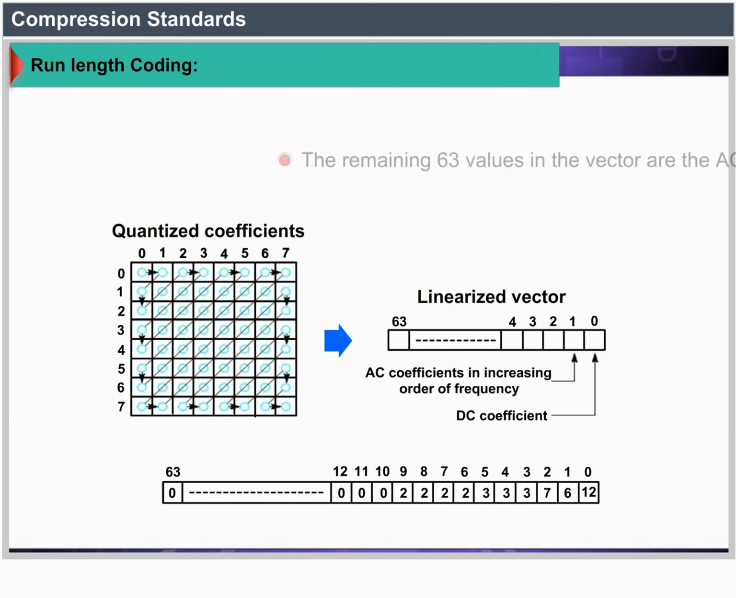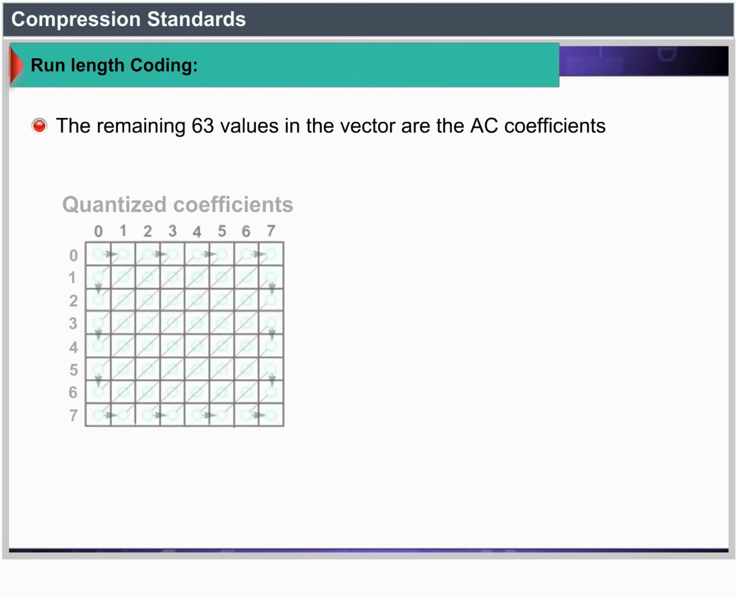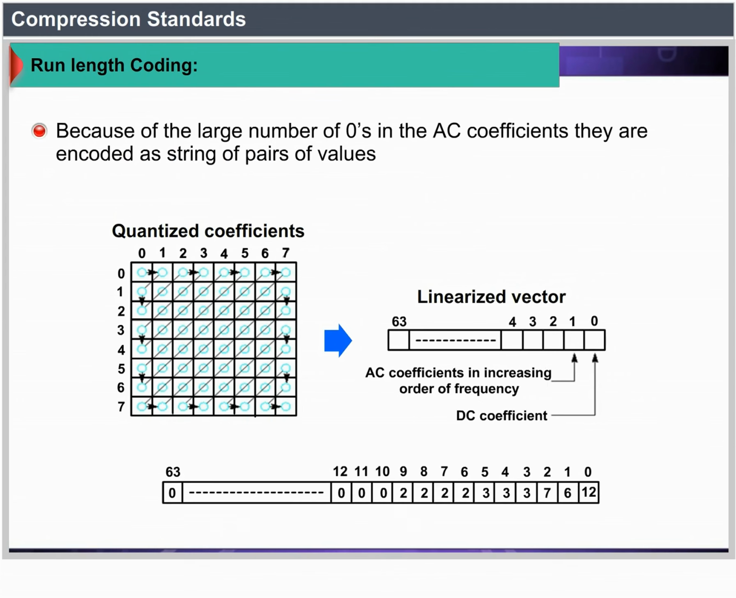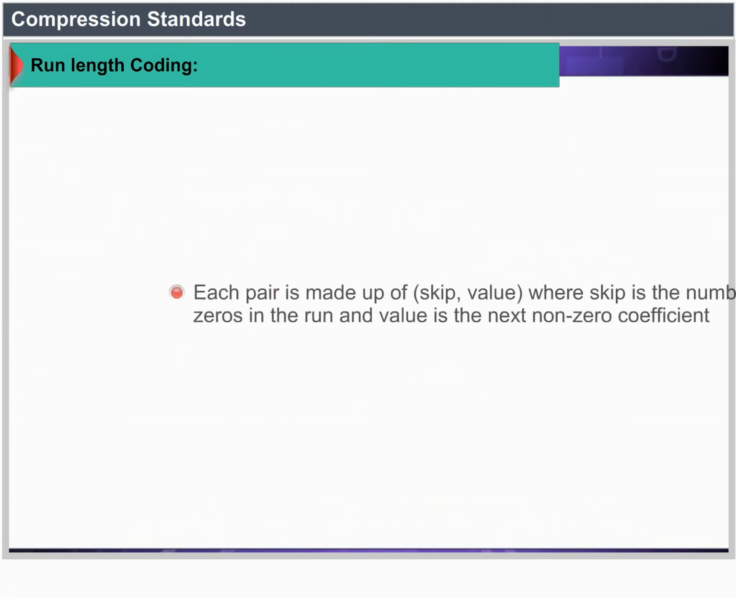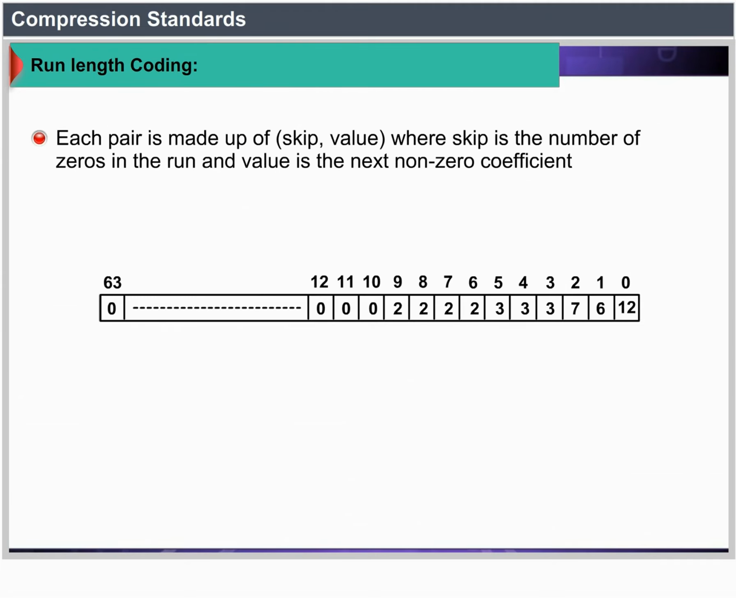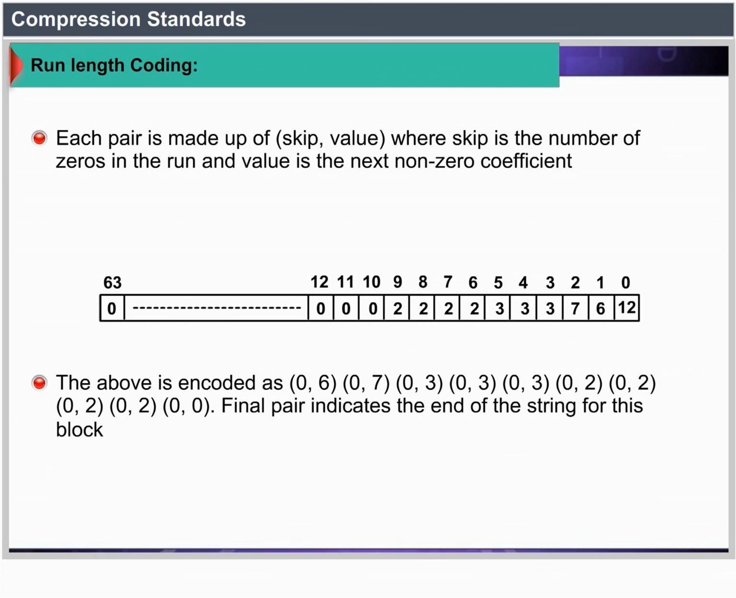The remaining 63 values in the vector are the AC coefficients. Because of the large number of zeros in the AC coefficients, they are encoded as a string of pairs of values. Each pair is made up of skip, value, where skip is the number of zeros in the run and value is the next non-zero coefficient. The above will be encoded as 0,6, 0,7, 0,3, 0,3, 0,3, 0,2, 0,2, 0,2, 0,2, and 0,0. The final pair indicates the end of the string for this block.